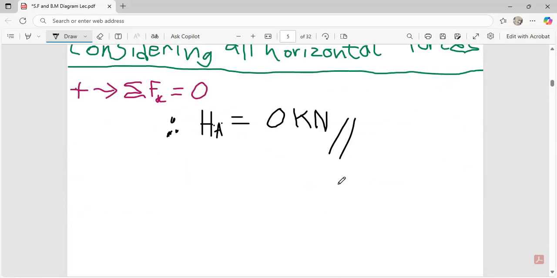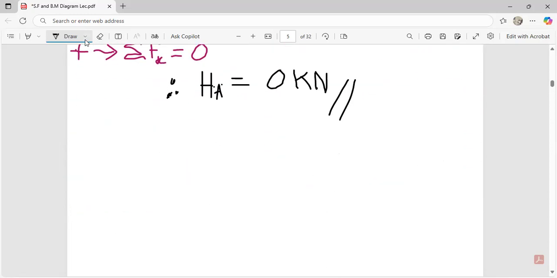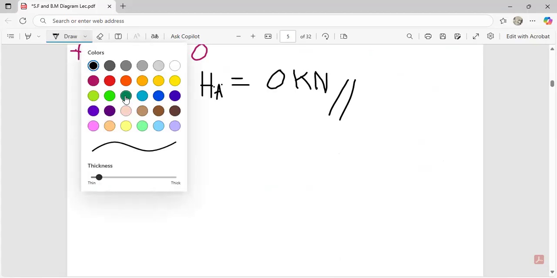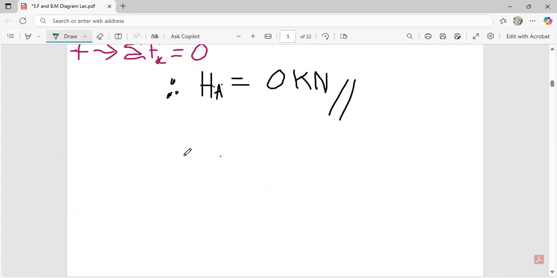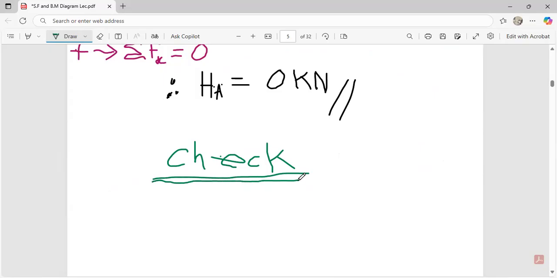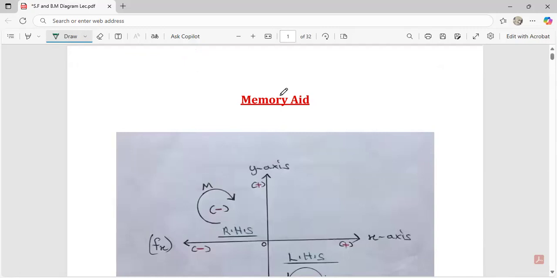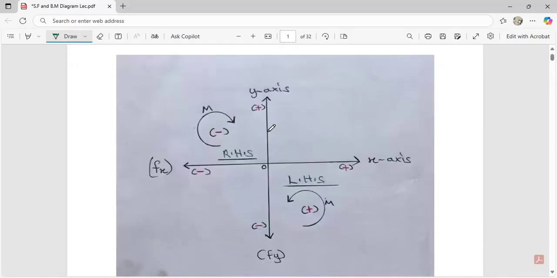From there, what do we do? We come to check. And the other day, I remember telling you that the check is normally about the y-axis. So we come to our check. Good. In the check too, we just have to be able to remember and put down our rule. Okay. Let's go to the memory aid. That is slide 1.